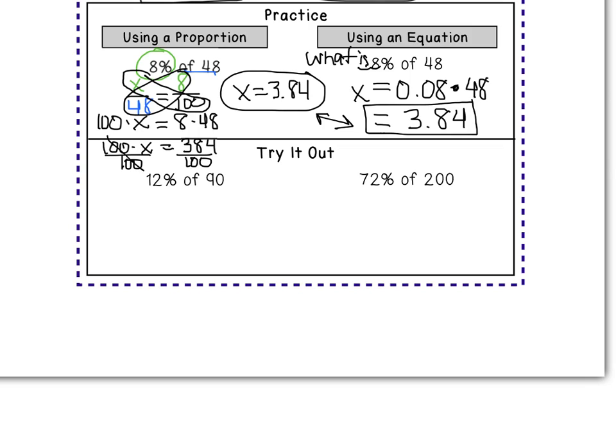So what I want you to do is to go ahead and do the try it out. Mrs. Carmichael and I will grade these tomorrow in class. We'll check them. They won't count as a grade, but you need to have them done in order to have complete notes grade for this lesson. You can try either way. You can use the proportion or the equation. It doesn't matter to us. Good luck.